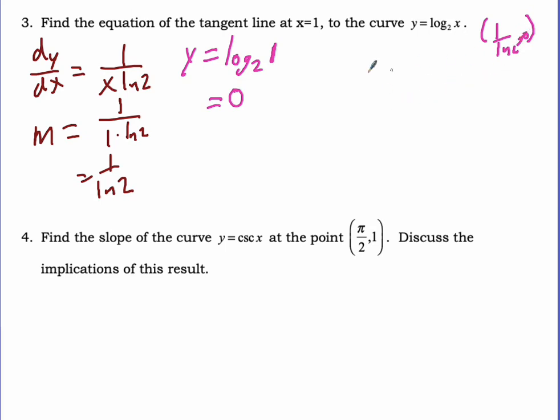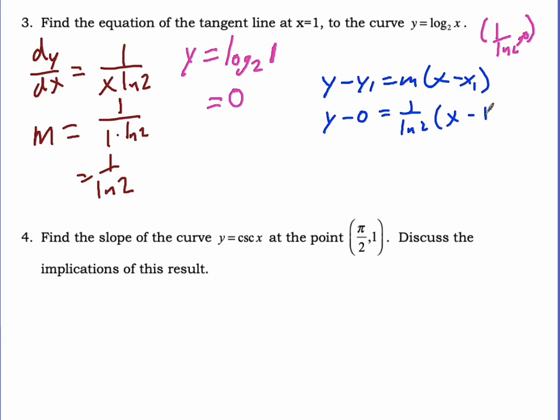Okay, so now we can get the equation of the line using point slope form. y minus y1 equals m times (x minus x1), right? So that's y minus 0 equals m, which is 1 over ln 2, times (x minus 1). So it's just y equals x over ln 2. We could leave it like that, I suppose. The y-intercept is negative 1 over ln 2. Okay, so that's how we do that one.